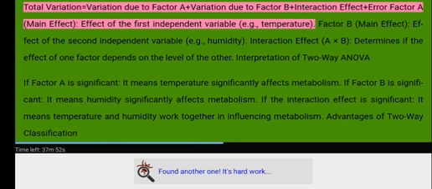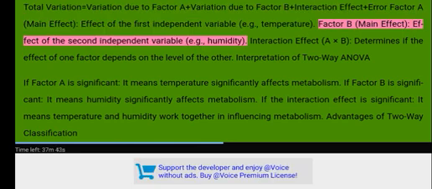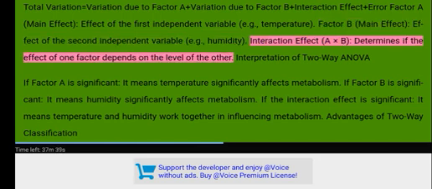Factor A, main effect of the first independent variable, e.g., temperature. Factor B, main effect of the second independent variable, e.g., humidity. Interaction effect A times B determines if the effect of one factor depends on the level of the other.